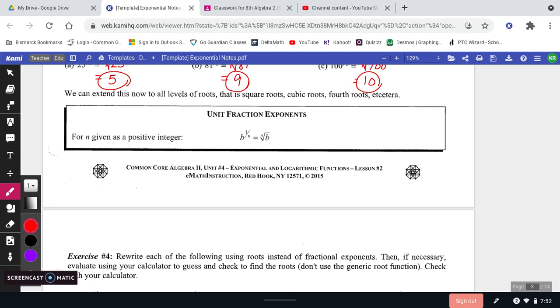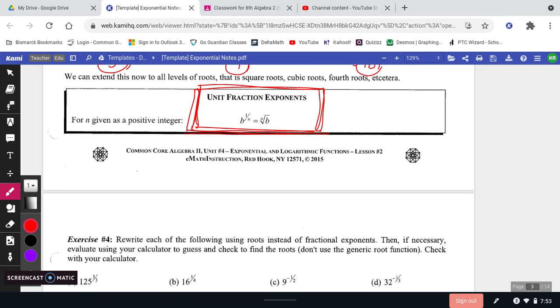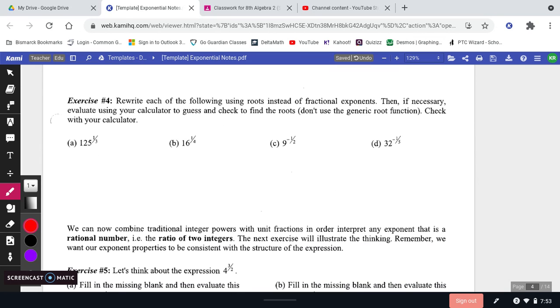Okay, so here is a generalization that b to the 1 over n power is the same thing as the nth root of b. And again, we had already looked at this concept last unit. Okay, so here just reiterating that.